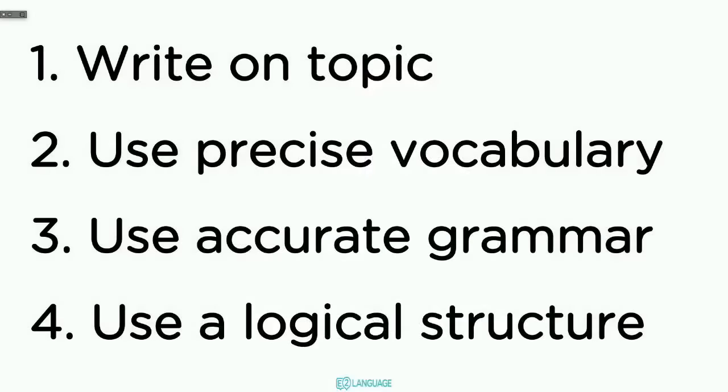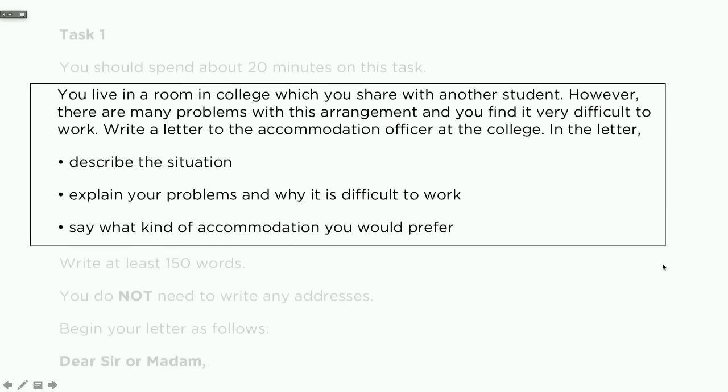They're really important. First one is you write on topic. Okay, you must keep to the topic. If you start writing about something else and you don't follow those bullet points, you're in trouble. Two, use precise vocabulary. Three, use accurate grammar. Four, use a logical structure. Let's have a look first at topic. So topic is this. Topic, writing on topic means that you do not deviate from this prompt.